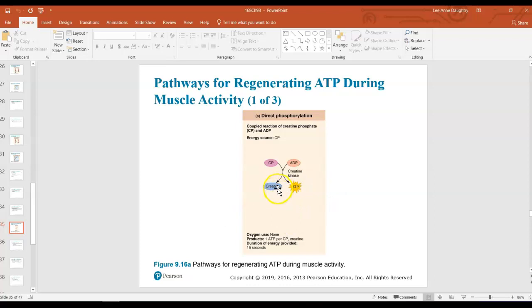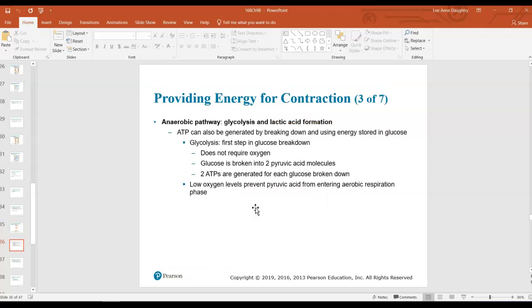And you can see how that works. Here's the creatine phosphate, giving its phosphate to ADP, producing ATP. That uses the enzyme creatine kinase. And now you're just left with ATP and creatine, because the creatine no longer has its phosphate. And this takes about 15 seconds.